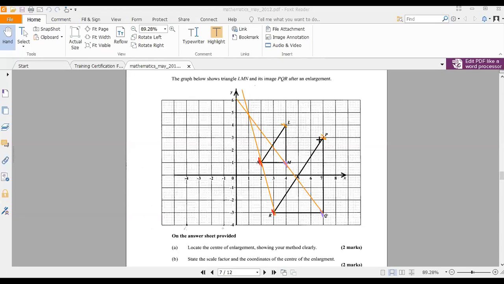Then the other one, you join this one before the P with that. You realize that all of them pass through one single point, right? So this one here, where all the lines meet, is what we call the center of enlargement. So my center of enlargement would have been 1 and 5, right? So the answer here is that it's 1 and 5.